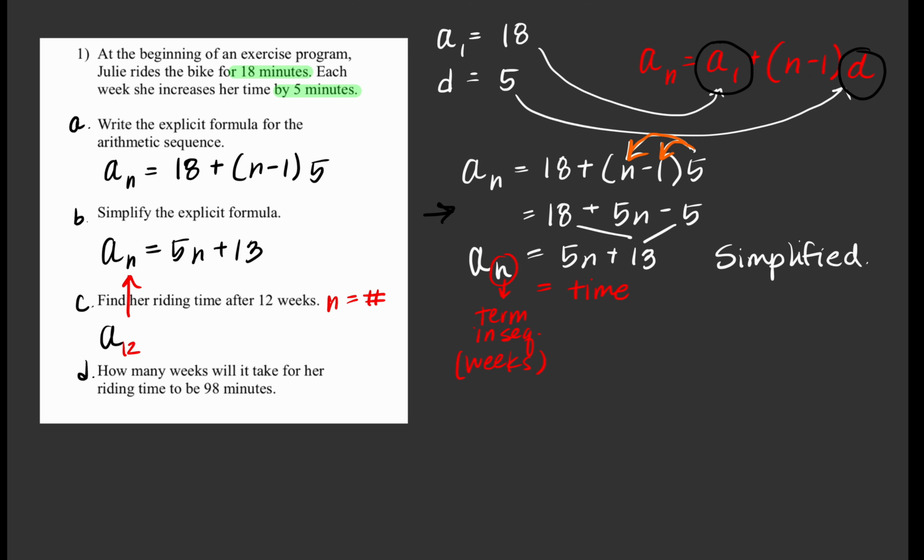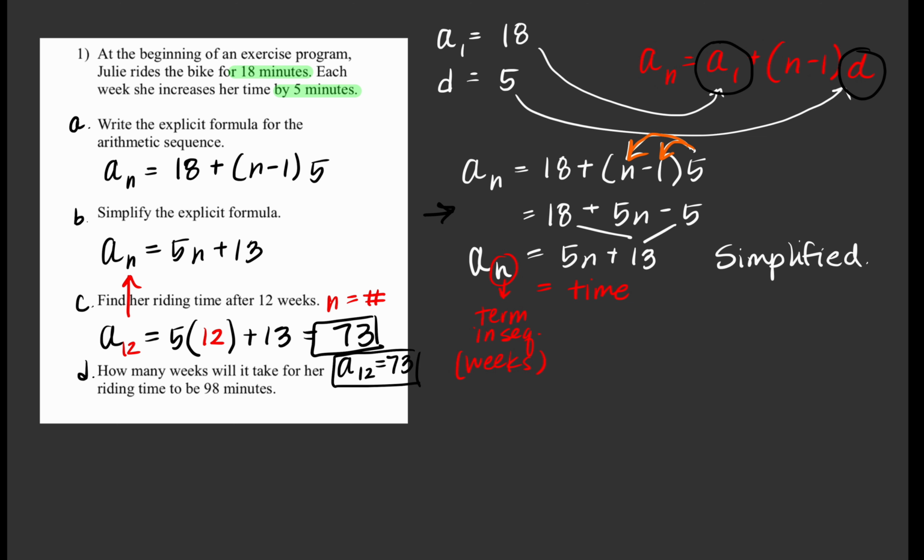So we have A of 12 is equal to 5 times 12 because we're replacing the n with the 12 plus 13. 5 times 12 is 60 plus 13 is 73. So we should probably say it as A of 12 is equal to 73. 73 being minutes at 12 weeks. And now how many weeks will it take for her riding time to be 98 minutes?